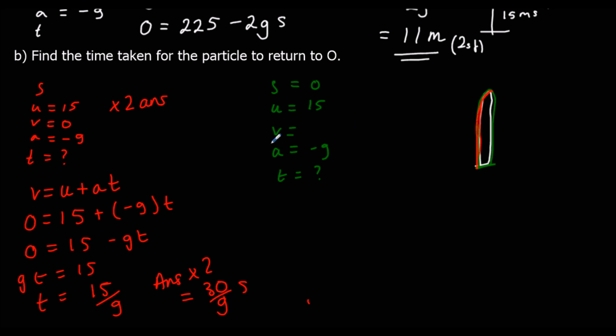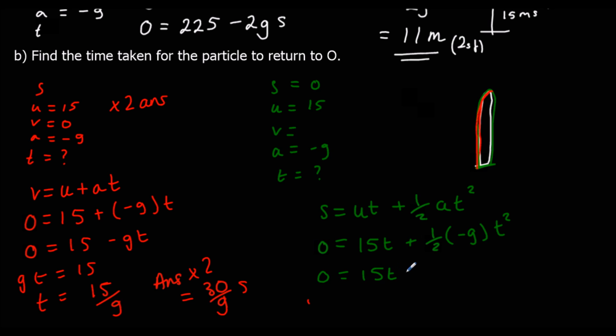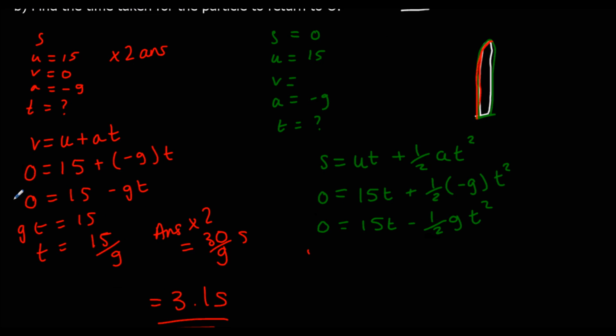And with this method, we need the equation without v in it. So that's s equals ut plus half at squared. So 0 equals 15t plus half negative gt squared. Simplify it, so 15t minus half gt squared. So we're going to have to solve it by factorizing into one bracket. So we've got t(15 minus half gt).